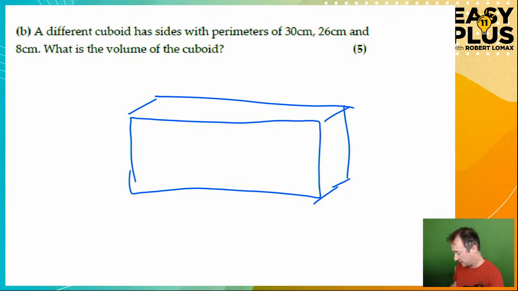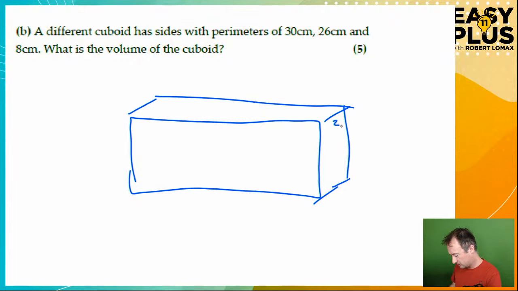Okay, a little bit trickier. Well, if I'm looking at 30 or 26 centimetres, there are loads of ways to make those perimeters. I could have 10, 10, 5, 5 for the 30. I could have 8, 8, 7, 7. There are loads of different things I could do. With the 8, not so much. How many ways to get a perimeter of 8?